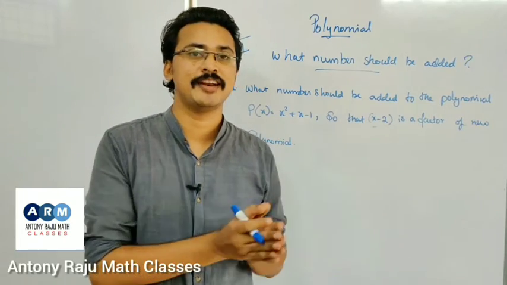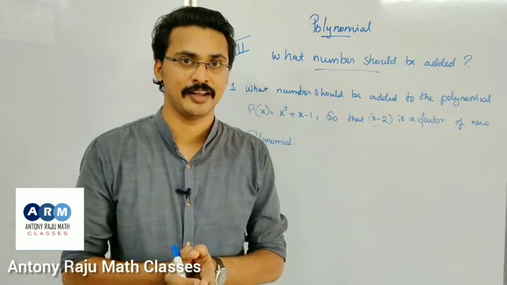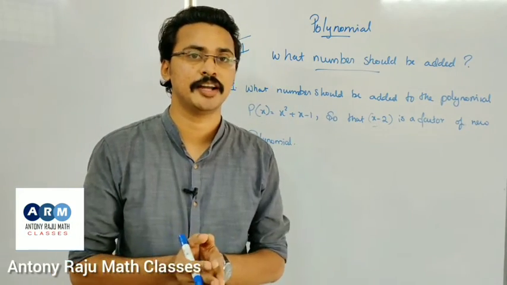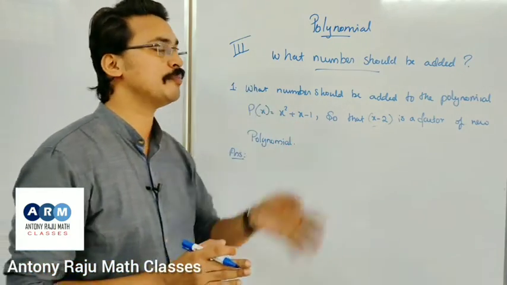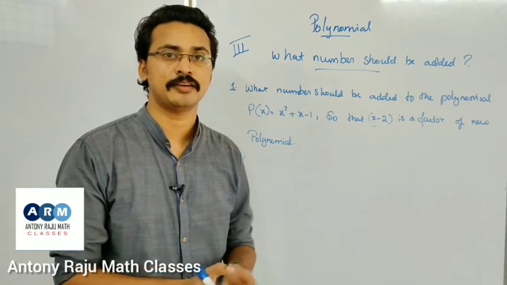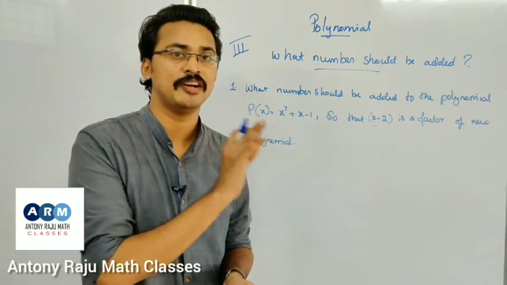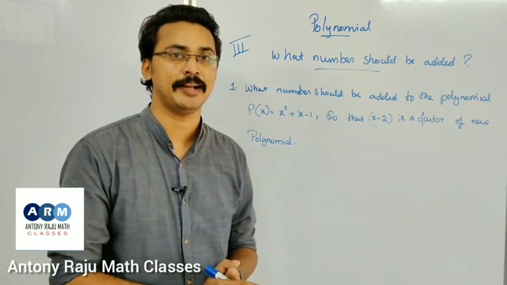The first two categories we have discussed. Now we will discuss the third, fourth and fifth categories. That is, chapter 5 is divided into categories, and in the third category the question is: what number should be added? That means we have a polynomial and a factor, and we add a number to the polynomial so that it becomes divisible by the factor.